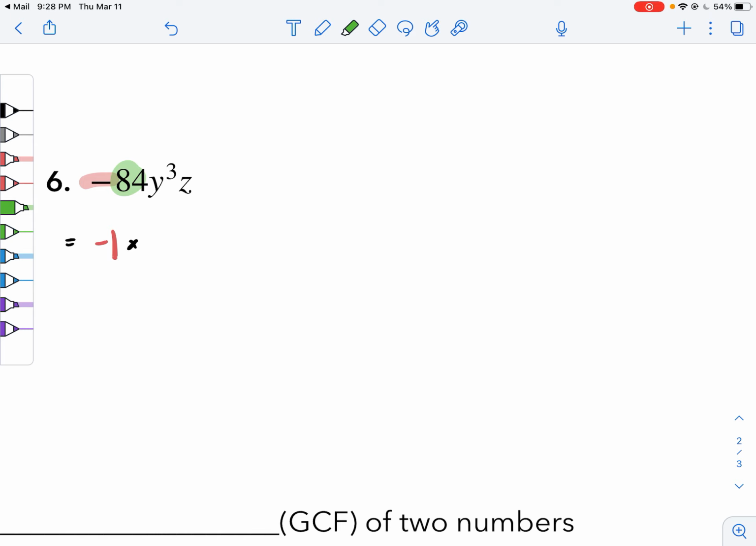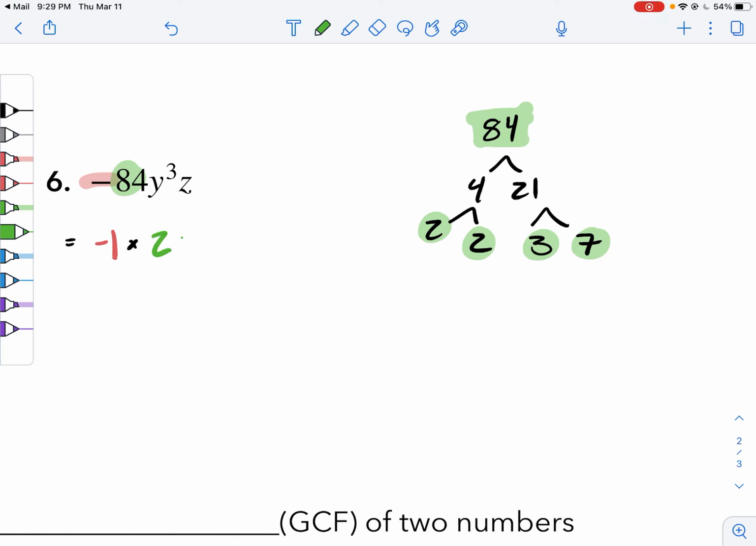of 84. When I look at 84, I think I can split it up into 4 times 21. 4 I can split up into 2 times 2. 21 I can split up into 3 times 7. So look at all those guys. Those are all equal to 84. So we get 84 is 2 times 2 times 3 times 7.